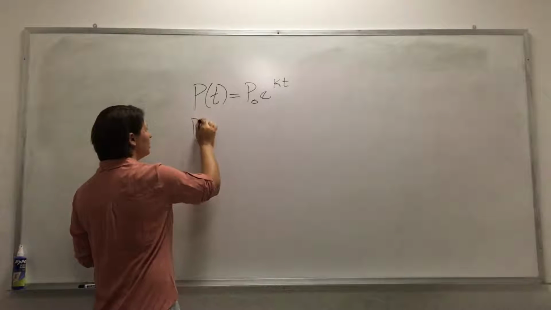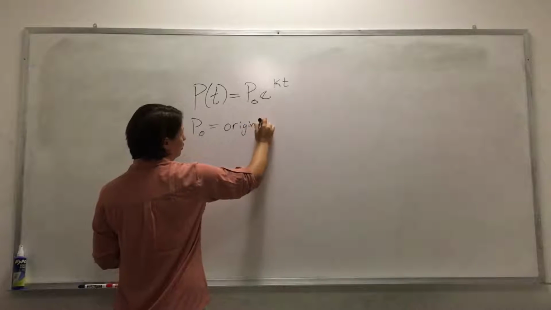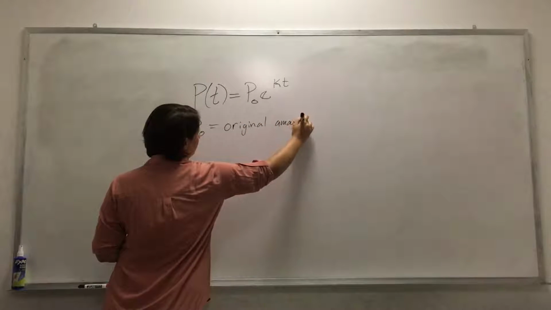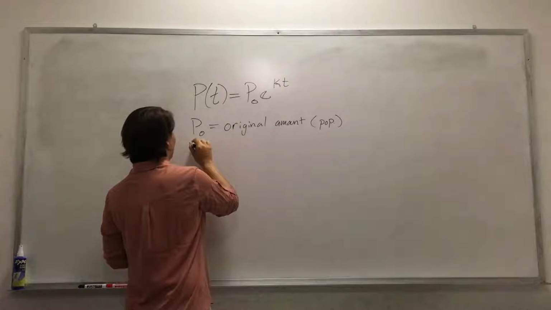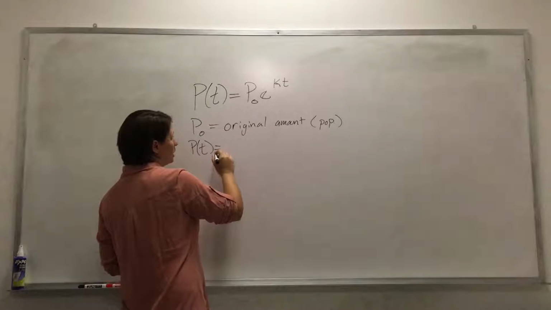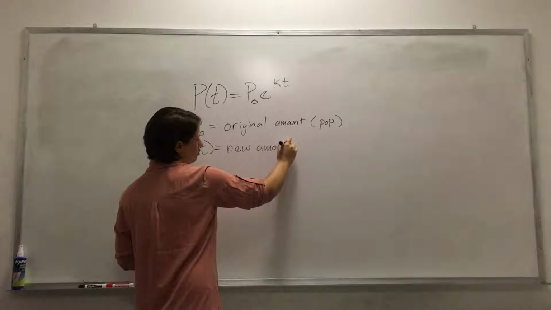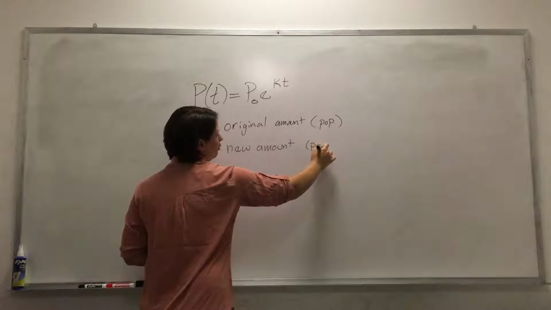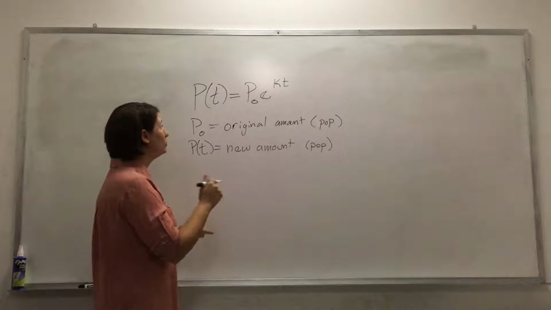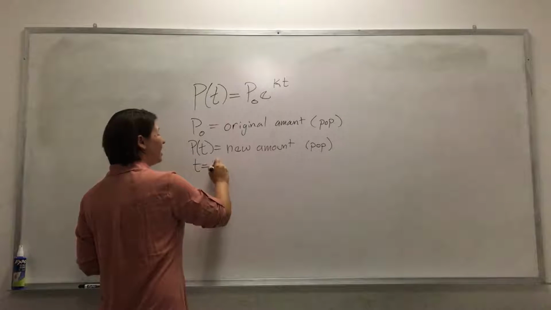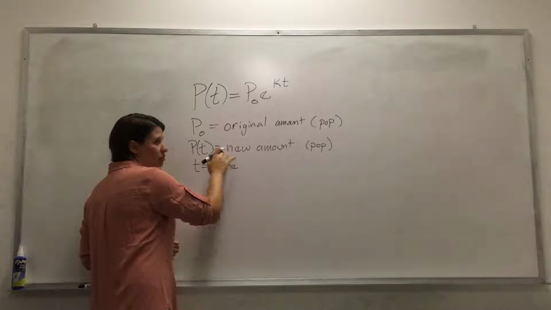Okay, and what each thing is: P0, we'll start with that, is the original amount. Generally, population. P(t) is then the new amount. Still population, whatever the units are, the same. Then e is e, of course. t then is time, which is the time that it takes to get from the original to the new amount.